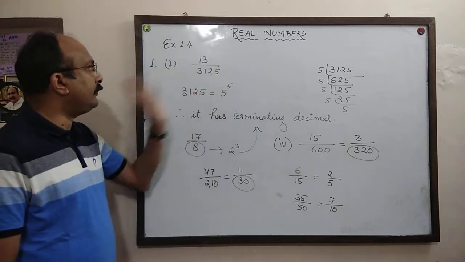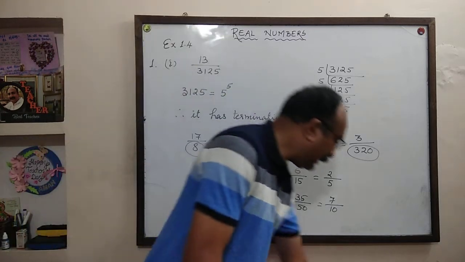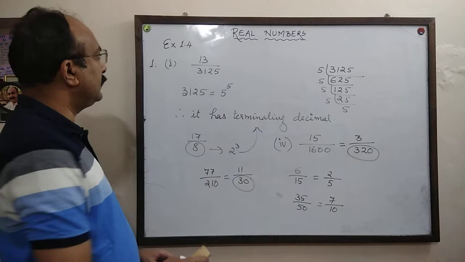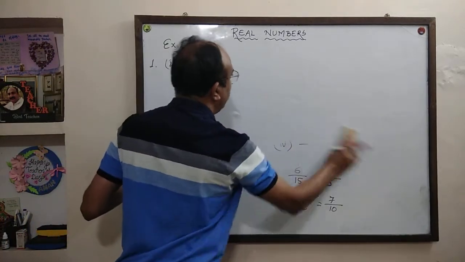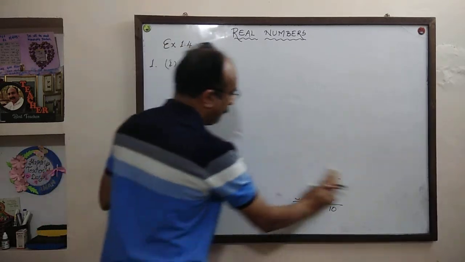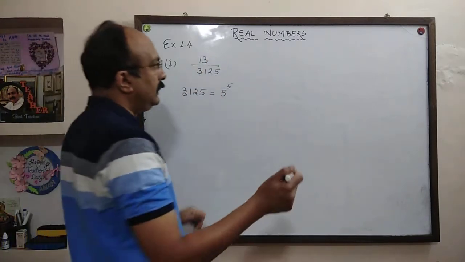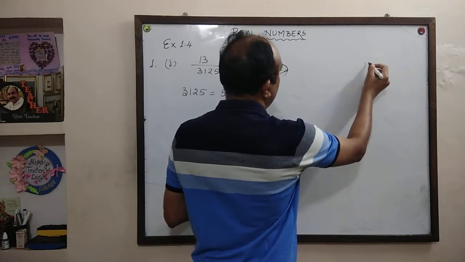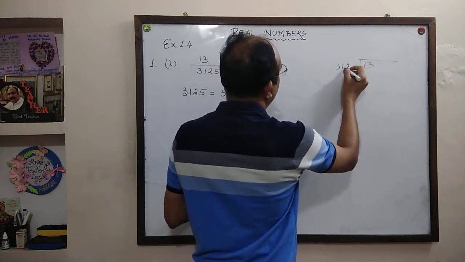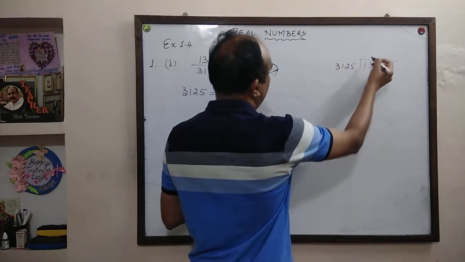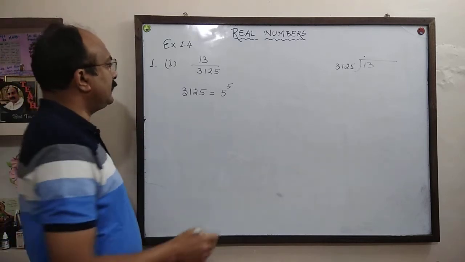How can you find the decimal form of 13 upon 3125? You can do it in 2 ways. Number 1, by direct division. Divide 13 by 3125. One form is 13 divided by 3125. Okay, ordinary division. Or there is one more method.